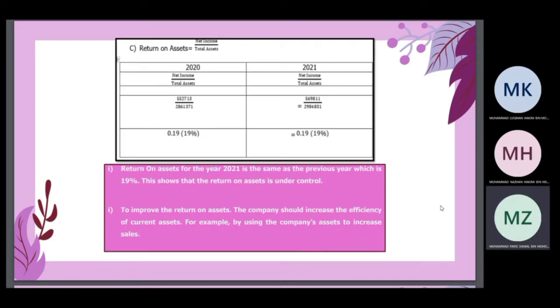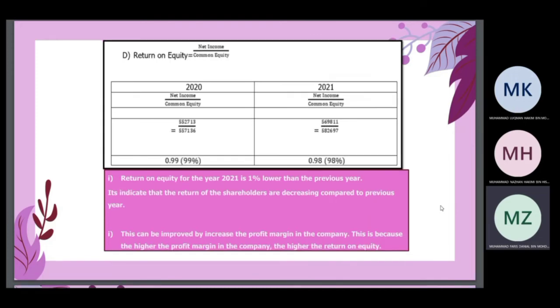For return on asset in 2020, we got 0.19 or 19%. And for 2021, we got 0.19 or 19%. Return on asset for the year 2021 is the same as the previous year. This shows that the return on assets is under control. To improve the return on assets, the company should increase the efficiency of current assets, for example, by using the company's assets to increase sales.